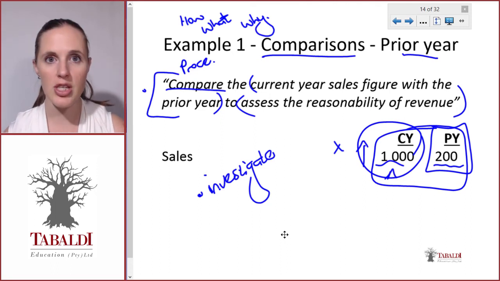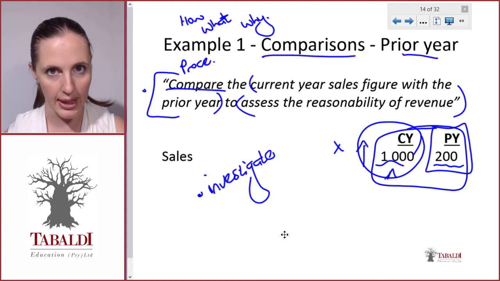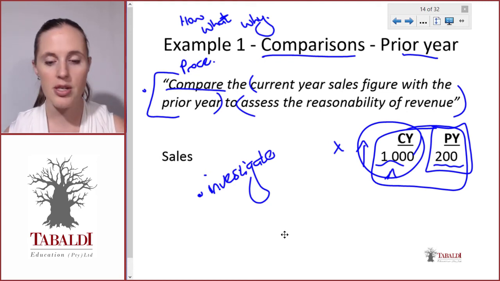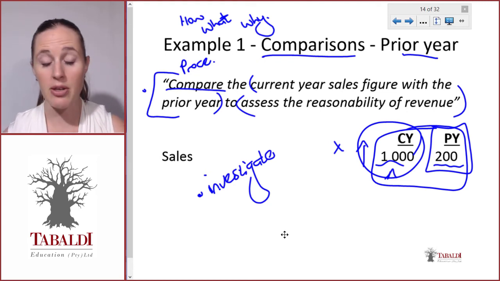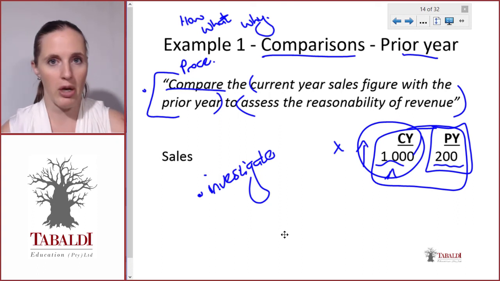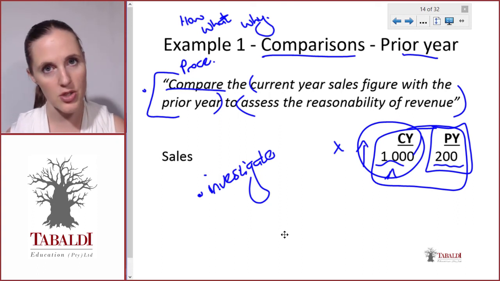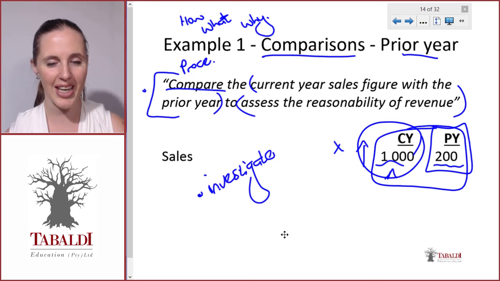Obviously, you can do this with pretty much any of the accounts, any of the balances: sales, purchases, inventory, debtors, creditors, provisions, whatever, payroll. Comparing the current year to the prior year gives us an indication of whether or not it seems reasonable.